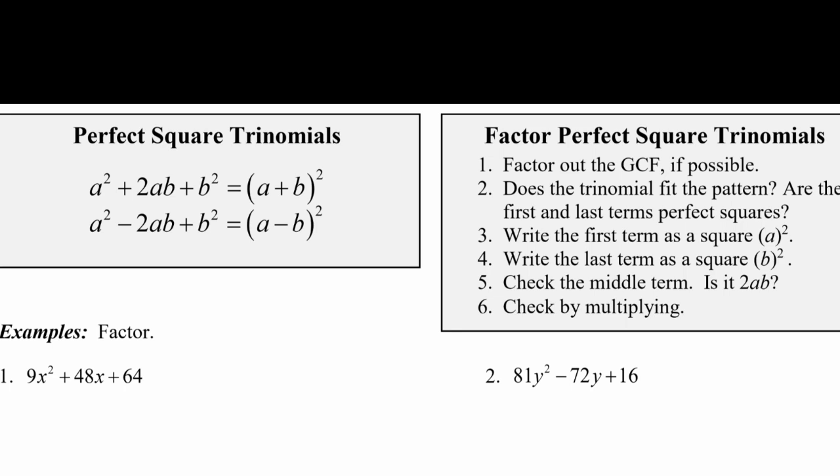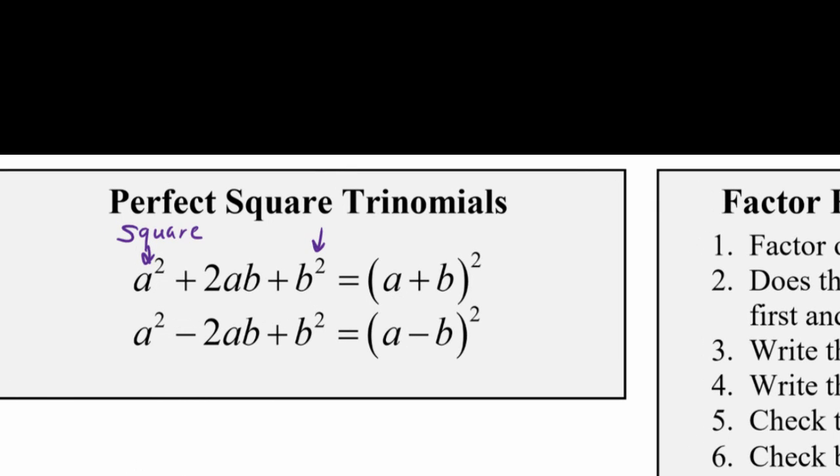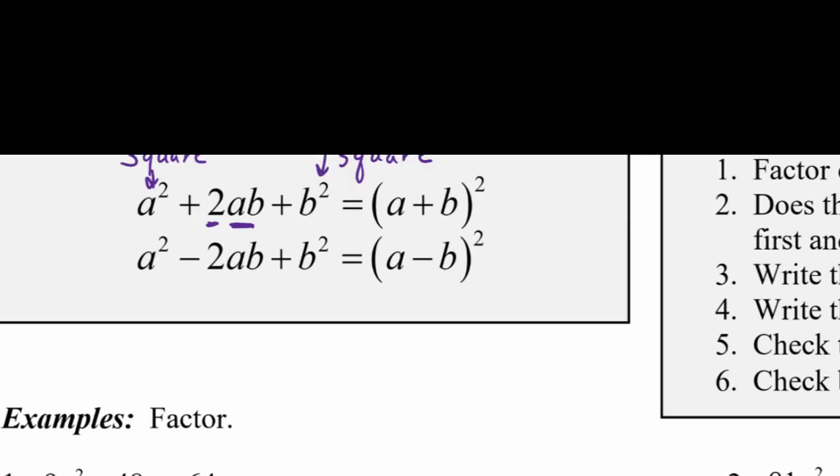It's a trinomial, so you're going to have three terms, and the first term is a perfect square. So the first term is a square, and the last term is a square. And then the middle term is always double what you would get if you multiplied together the square root of the first and last term. So there will be a double the product. So for example, let me show you an example of this.